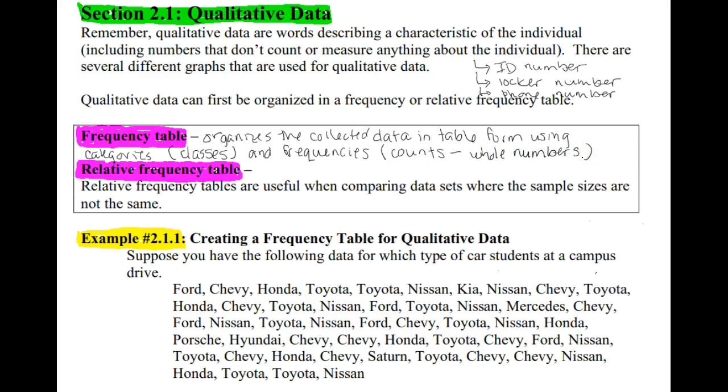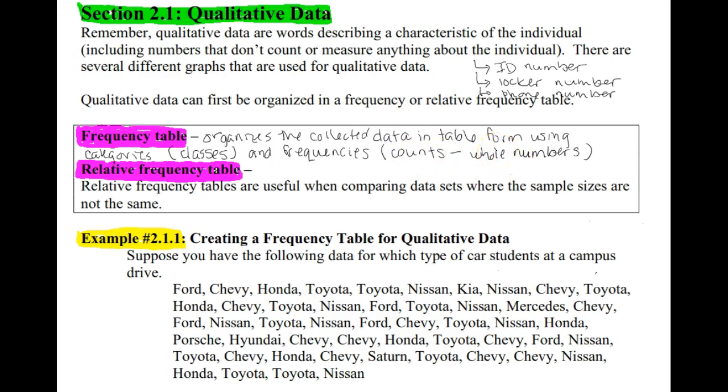Typically, if we've asked a qualitative question, the answers to those are different categories. We're going to create a spot in the table for each one of those categories and then put a number next to it that counts how many individuals had that particular response.